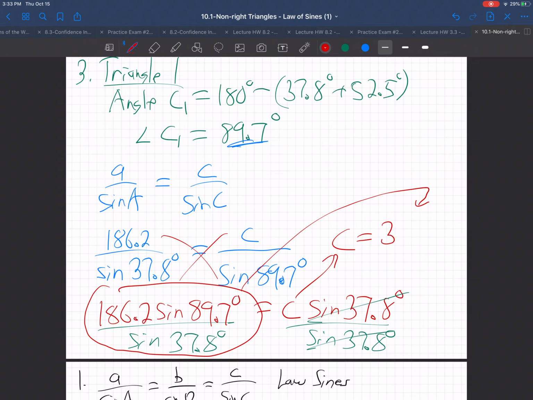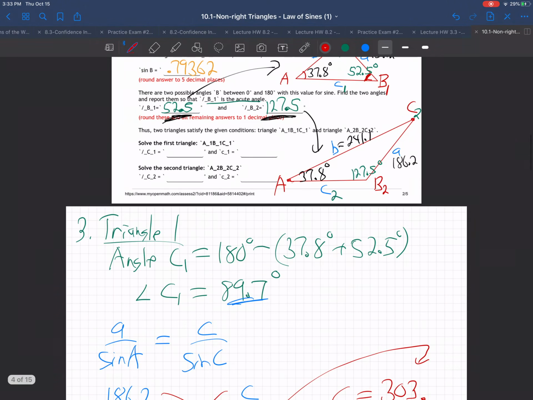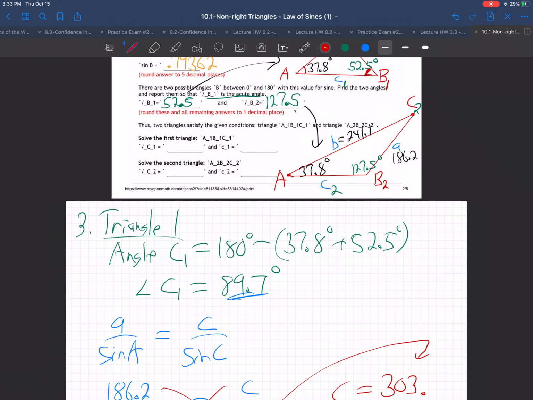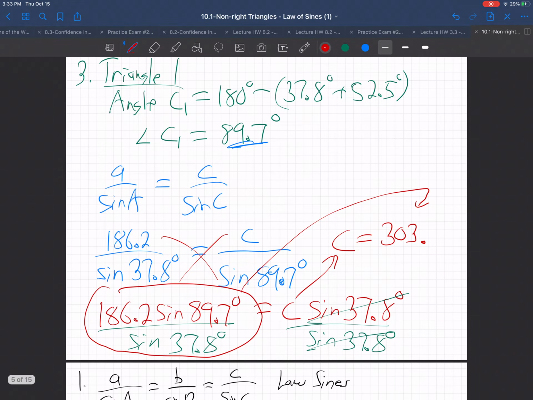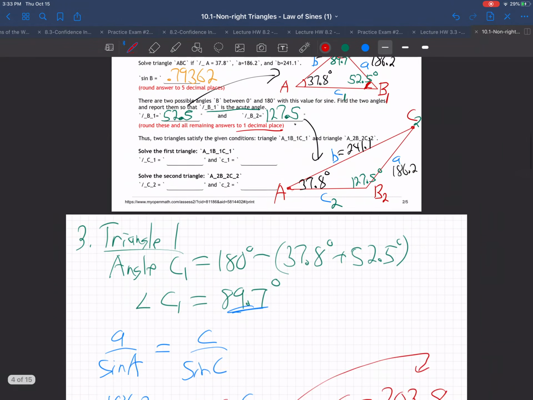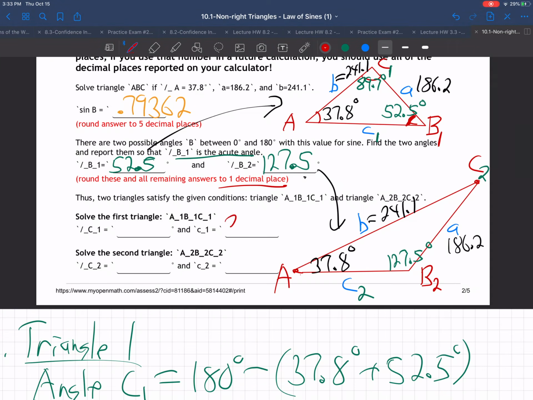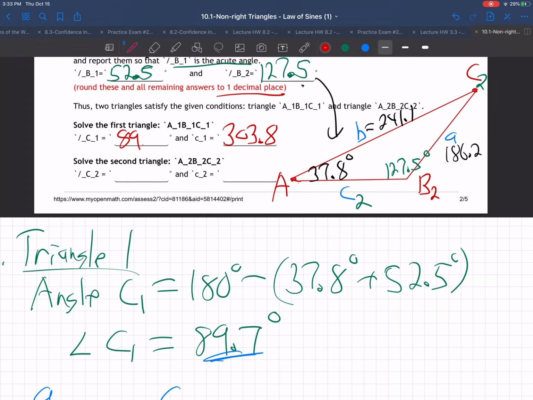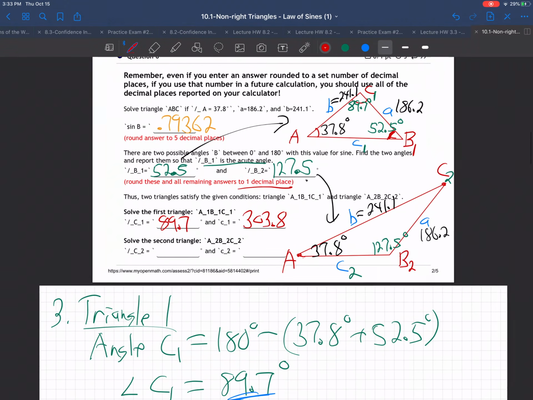I'm getting 303 point, how far does it want it rounded here? Round these remaining to one decimal place. Okay, so I'm getting 303.8. So side c is 303.8, and angle C was 89.7 degrees. And so that's the conclusion of triangle 1.